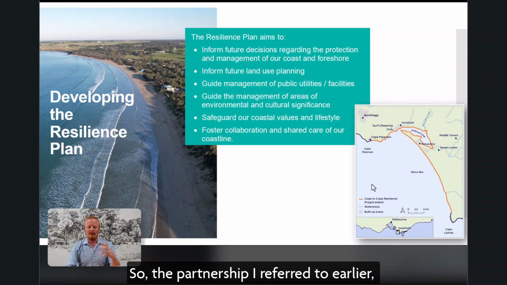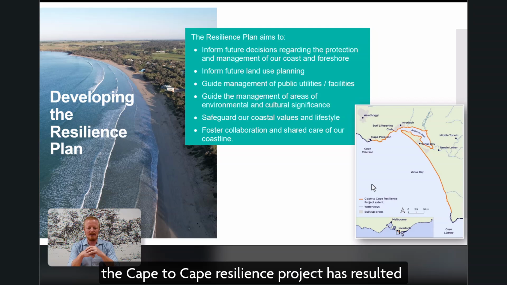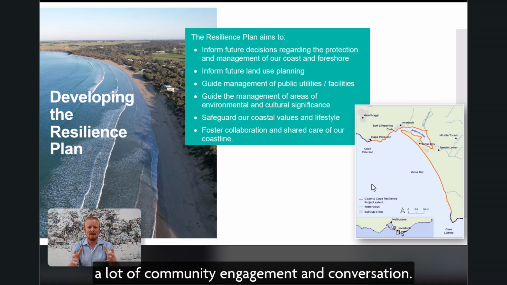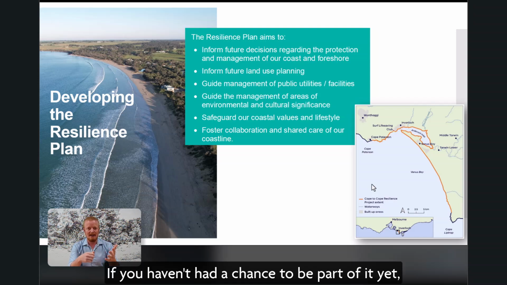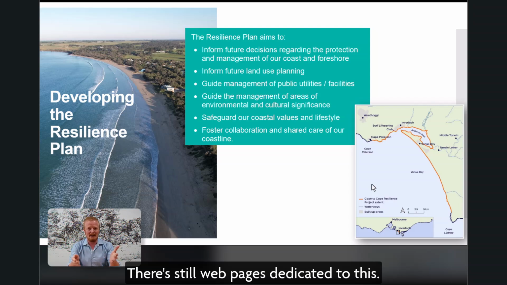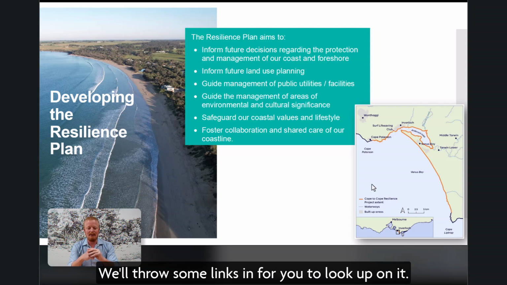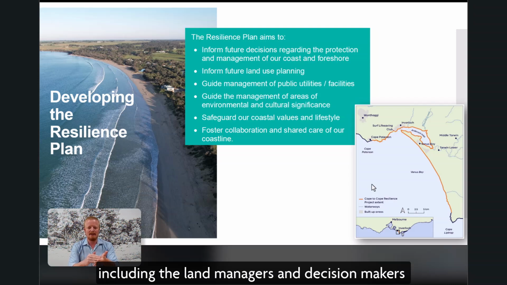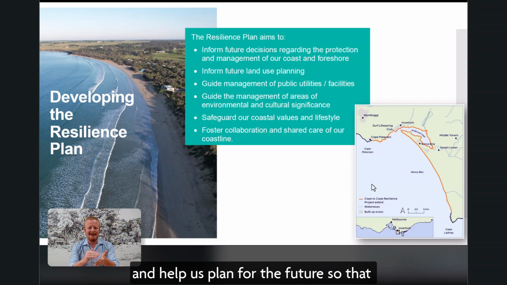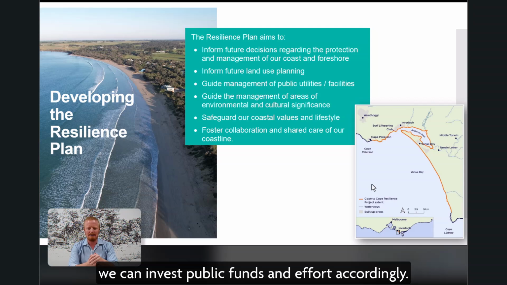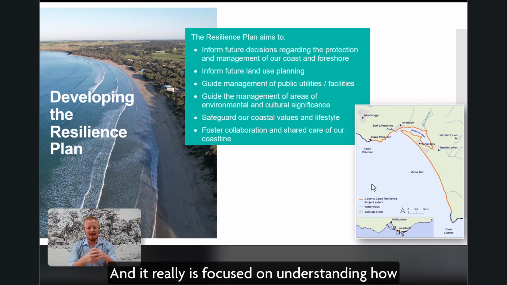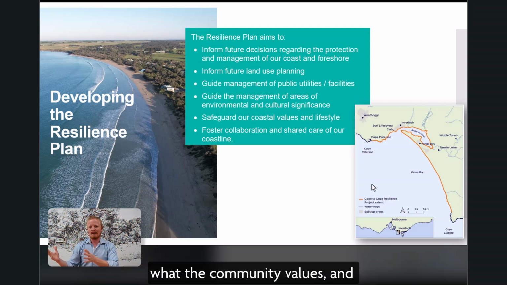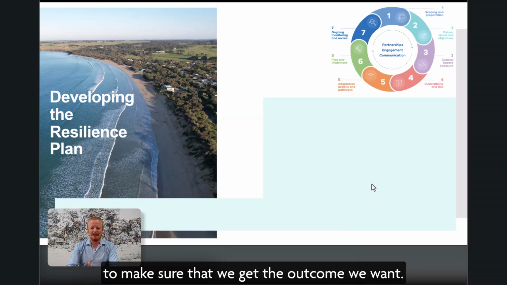So the partnership I referred to earlier, the Cape to Cape Resilience Project, has resulted in the development of a resilience plan. And this is based on a lot of science, a lot of community engagement and conversation. I hope you've been part of that. If you haven't had a chance to be part of it yet, there's still time. There are still web pages dedicated to this. We'll throw some links in for you to look up. But basically that resilience plan looks to help everyone in the community, including the land managers and decision makers, understand what's really going on here and help us plan for the future so that we can invest public funds and effort accordingly. And it really is focused on understanding how the science helps us predict what will happen next, and how we take action to protect what the community values, and how we collaborate and work together to make sure that we get the outcome we want.